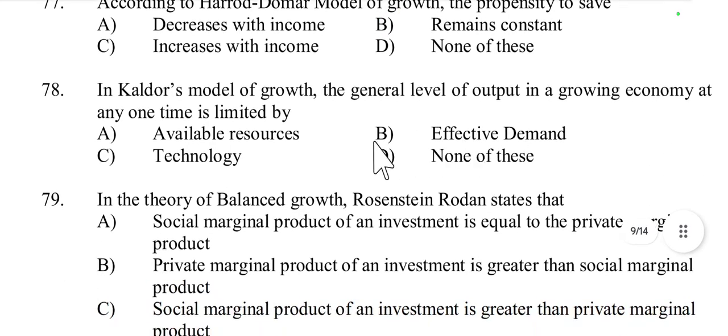Then question number 78, in Kaldor's model of growth, the general level of output in a growth economy at any one time is limited by available resources, effective demand, technology or none. So the right answer is effective demand. Option B, effective demand, because Kaldor growth model emphasizes the role of effective demand in determining output and rejecting supply side limitation like in classical model.